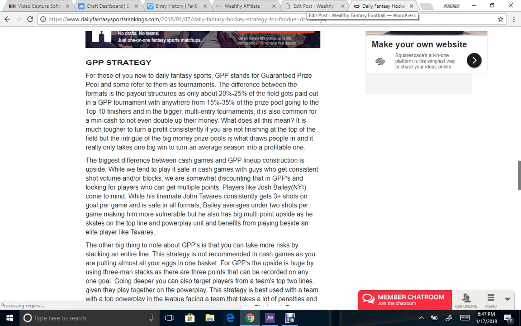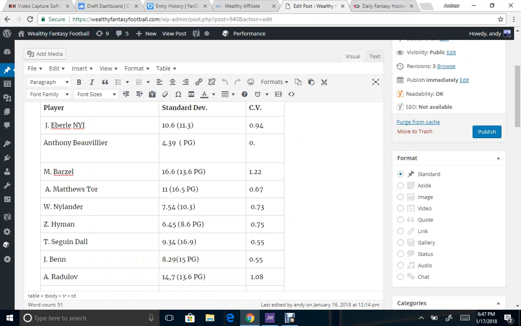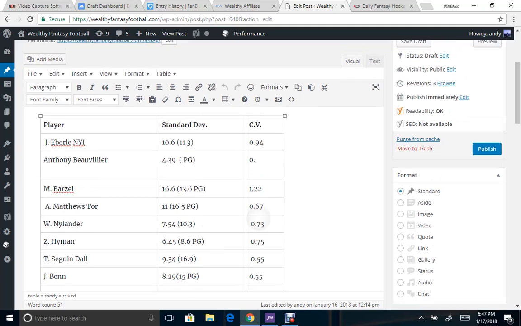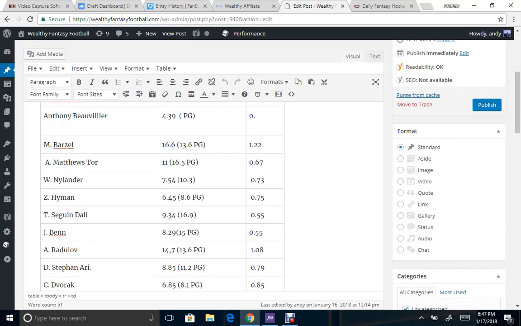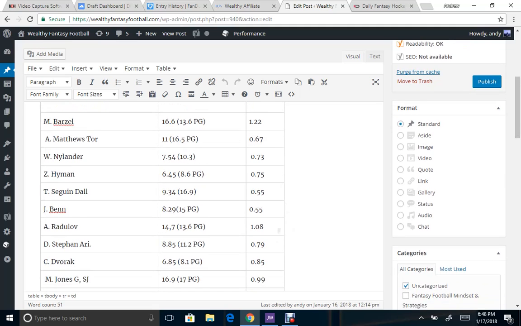But even deeper into, I don't know if I would call this basic, but I guess advanced, I took the standard deviation of some of these players and these plays here to pick them out. I'm trying to remember, I especially used these Dallas front line guys, such as Seguin, I think the name is, and Benn, that had low variance in scoring at a 0.55 coefficient of variation, and enough upside with these guys at 8 and 9 standard deviation, which is fine.